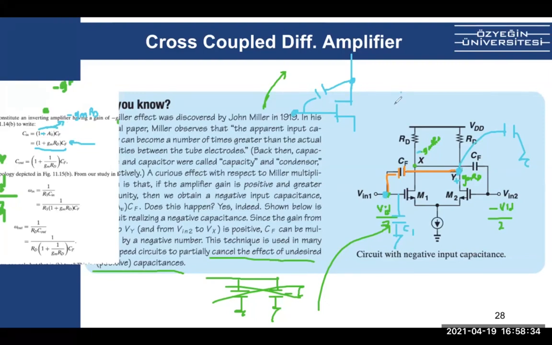O zaman plus'sa, input'taki kapasitans 1 eksi A0 CF impedansından dolayı şu impedans ve A0 eksi değil bu sefer artı 1 eksi GMRD CF olacak. Bir de çok düşük olduğunu düşünürseniz GMRD'ye göre eksi GMRD CF. Yani using this circuit you create a negative capacitance, right? Minus GMRD CF.